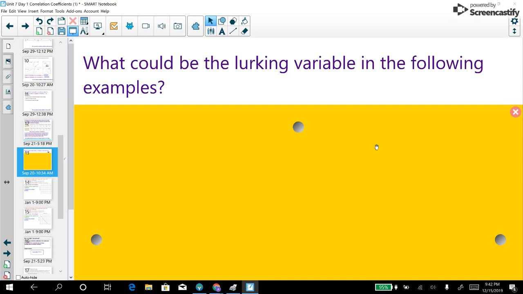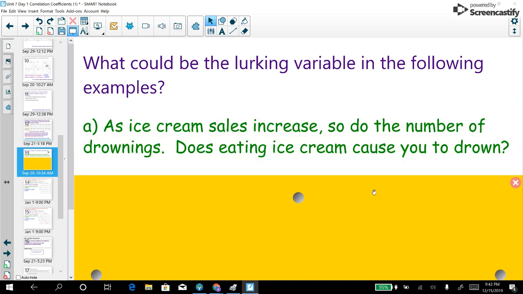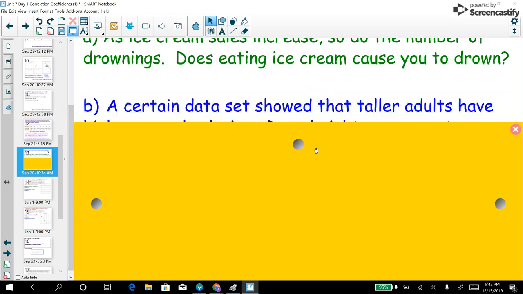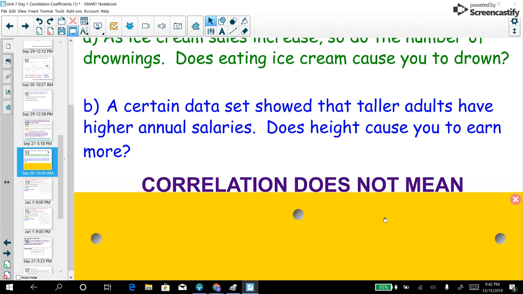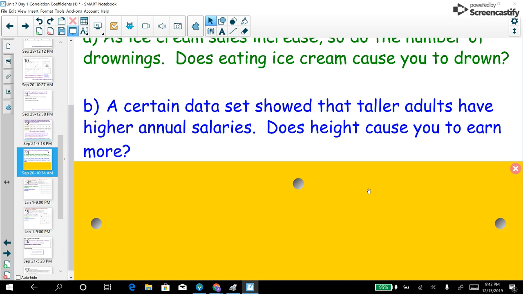So now let's take a look at a couple others. What could be the lurking variable in these examples? As ice cream sales increase, so do the number of drownings. So does ice cream cause you to drown? Well, no, of course not. Again, that one could be the weather. And then this next one here, a certain data set showed that taller adults have higher annual salaries. Does height cause you to earn more? Take a moment and ponder that. There might be a lot of things happening here. Height does not cause you to earn more. Perhaps the data included basketball players or other professional athletes who are taller. Perhaps the data had men versus women, and generally men are taller than women, and many times men make more money than women. So there could be some of that happening.